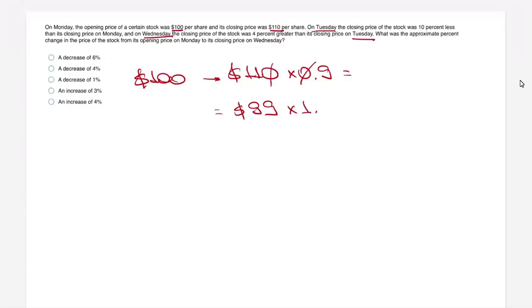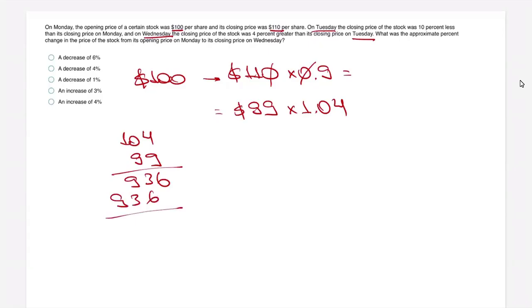So times 1.04. So I will do this calculation in this way. 36 and 936. It's very fast to do in this way. 6, 9, 12, 1. 102.96, so 103%. So increased 3%. Super easy. Okay.